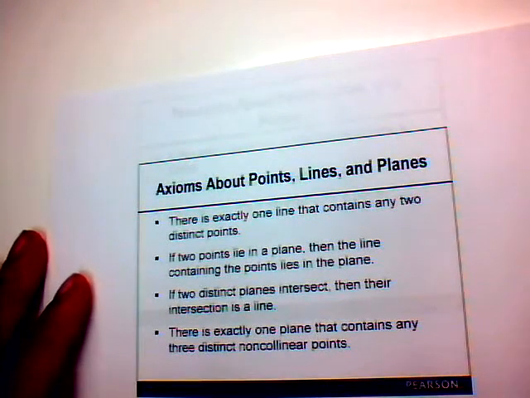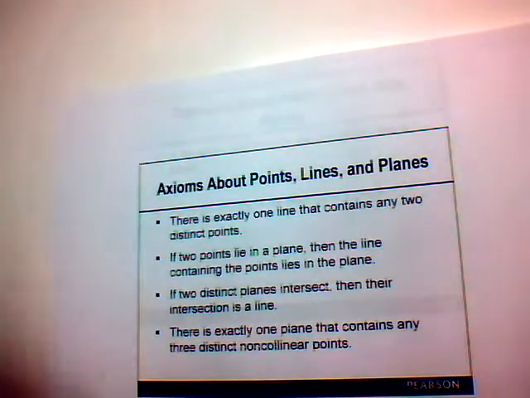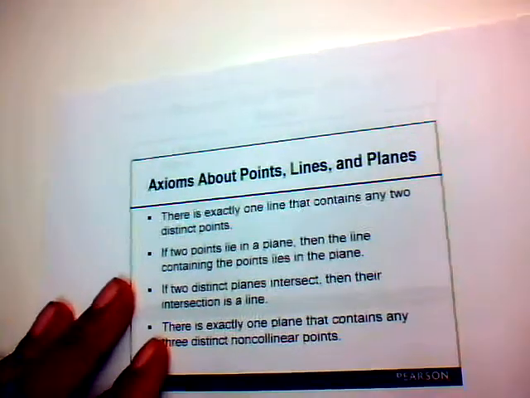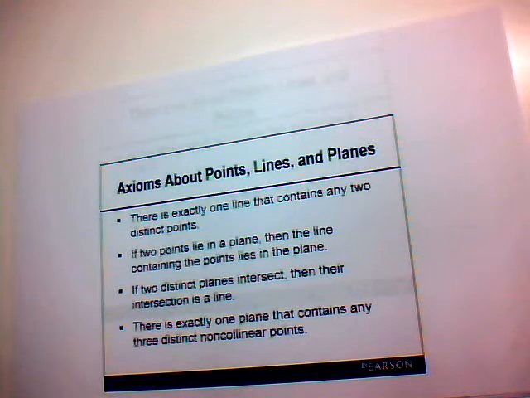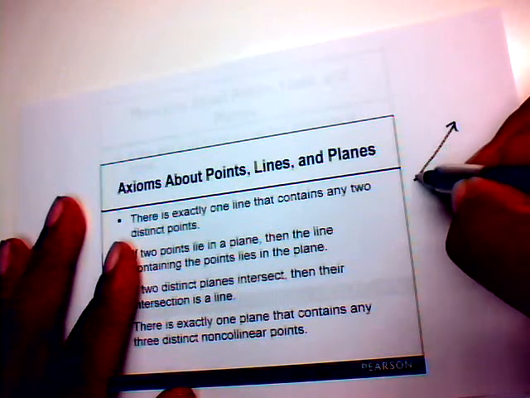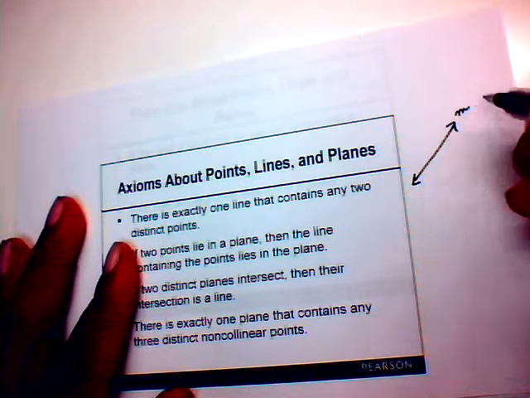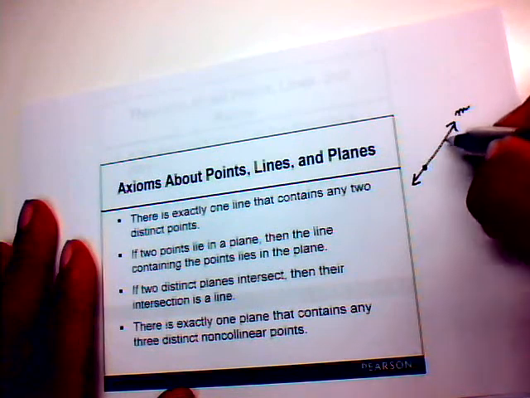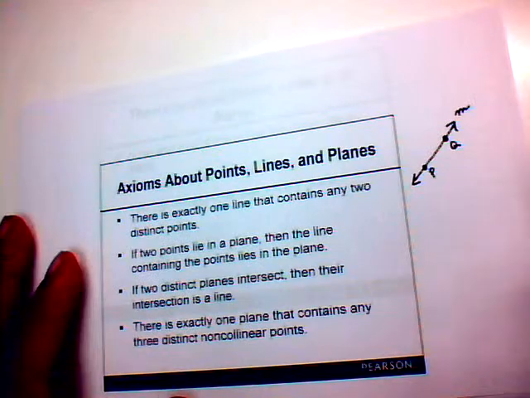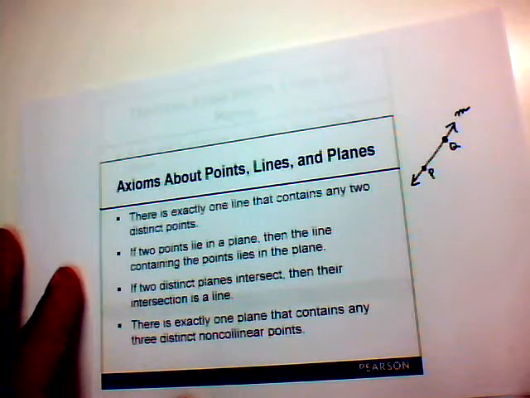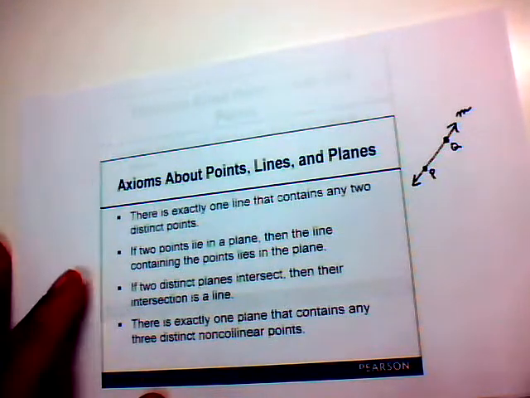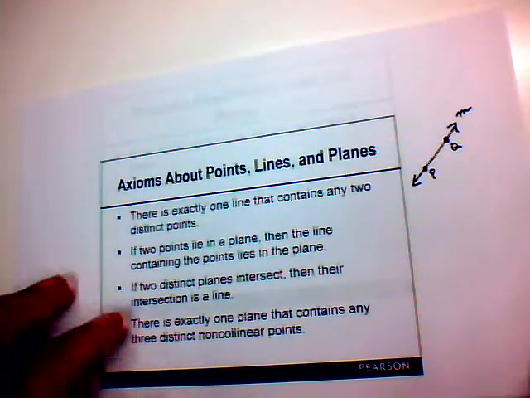And here are some axioms about points, lines, and planes. There's exactly one line that contains any two distinct points. So if I have a line, let's say that's line M, that line has two distinct points, and I'll call them P and Q. That's what that axiom means about points. There's exactly one line that contains any two distinct points.